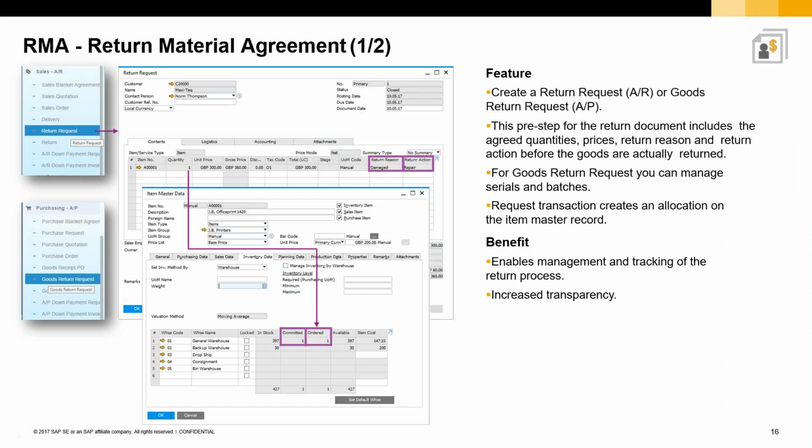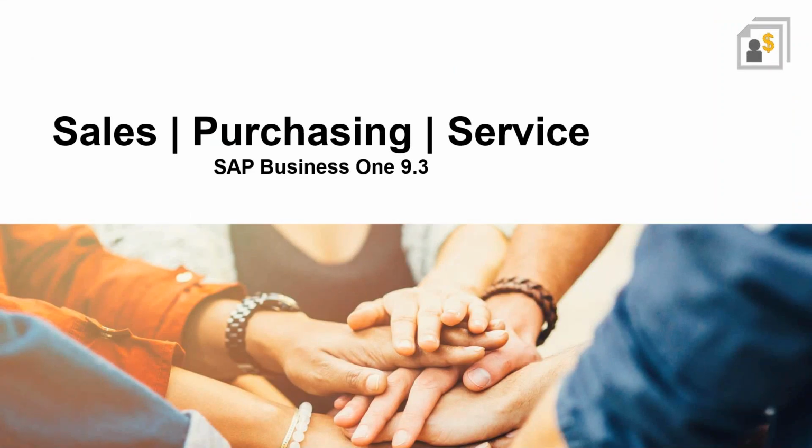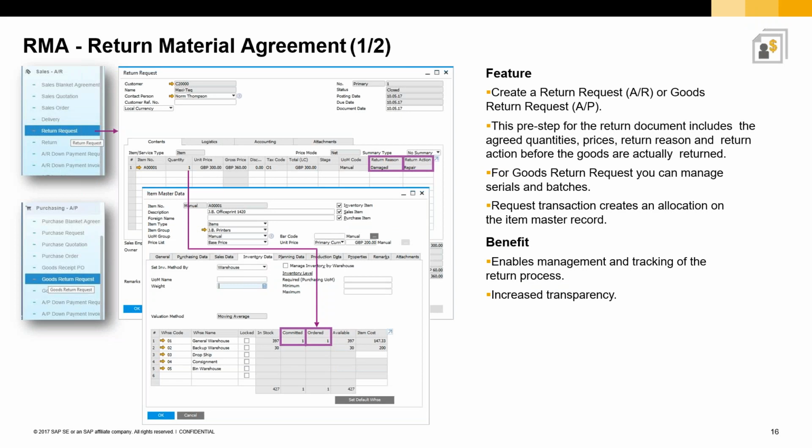So let's go to sales, purchase and service. For sales, purchase and service, the main feature that is added to the system is the return material agreement, or return request. It is available on both sides, in sales and in purchase. So you can request a return from your supplier. If you accept it, you will make it as a return.